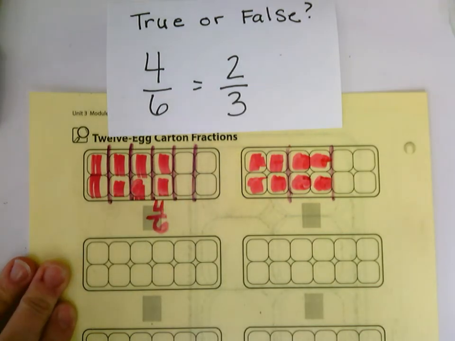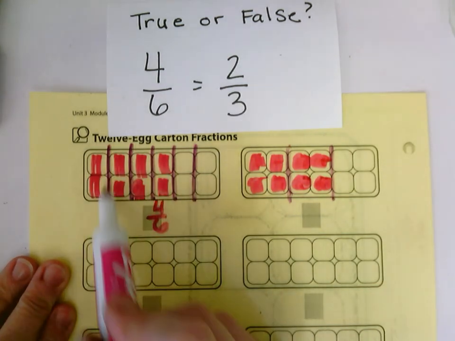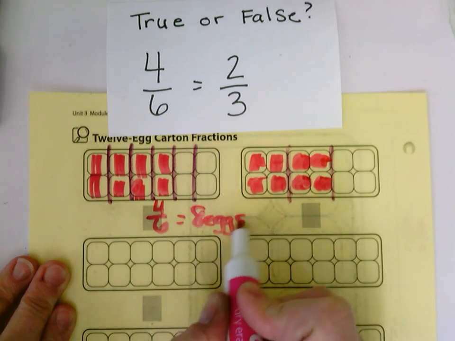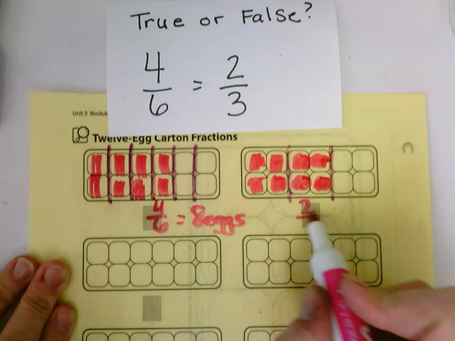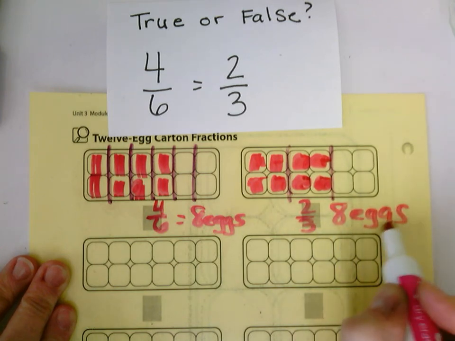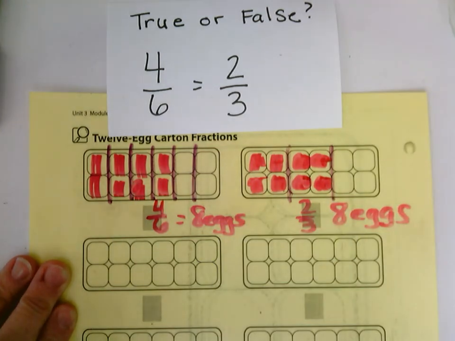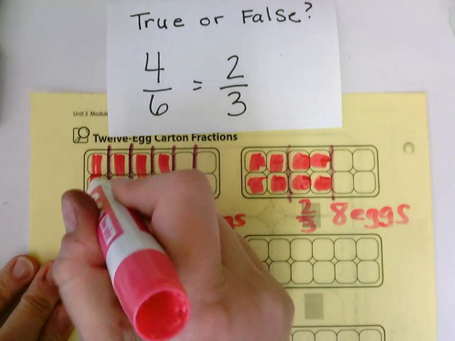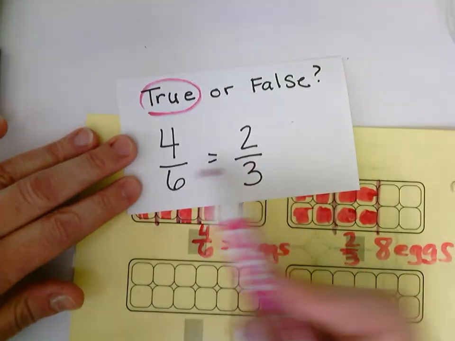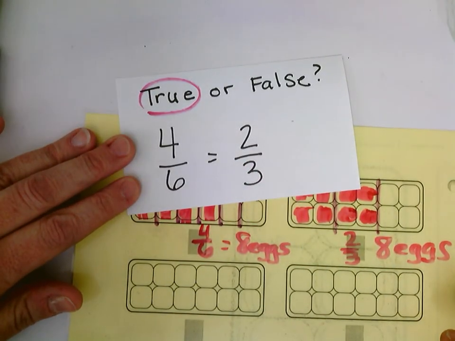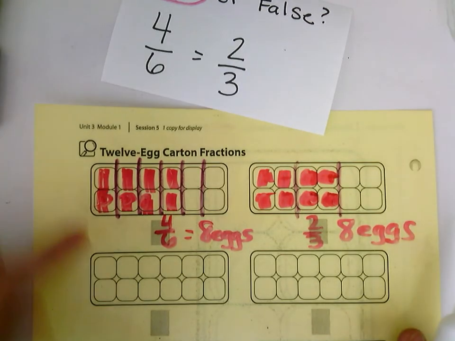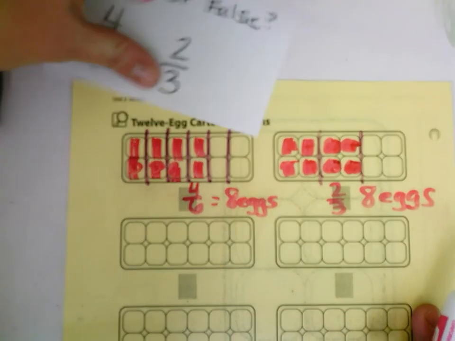Well, take a look at that. Over here, 4/6 is 8 eggs. And over here, 2/3 is also 8 eggs. They are naming the same amount of eggs, the same amount of the egg carton. So yes, this is true. 4/6 and 2/3 are equivalent. They're equal to each other. They're naming the same amount of eggs. Can you find another way to name 8 eggs?